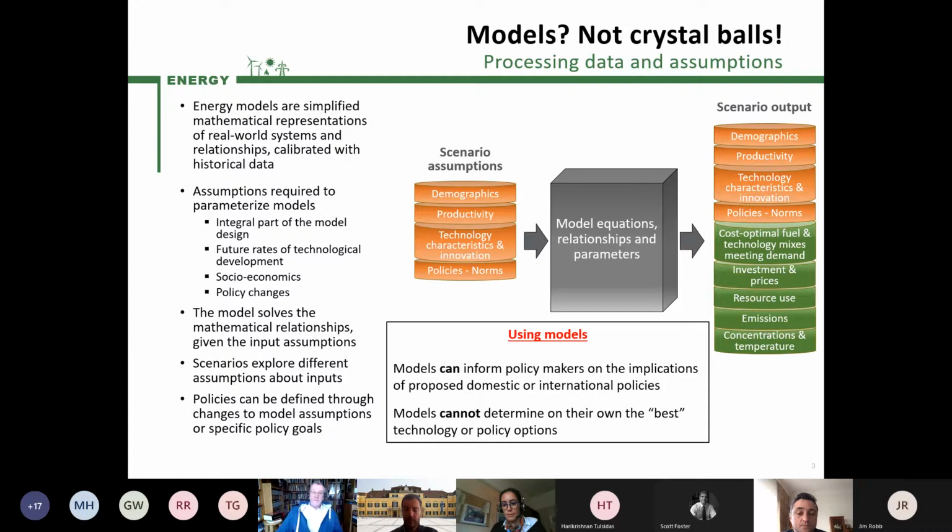So the assumptions to the left are quite often shaped by the output from the model. You go back and say, no, that can't be. Maybe my assumption was not rational. So models can inform policymakers on the implications of proposed domestic or international policies, but a model cannot say what is the best without having these assumptions readily in your mind.